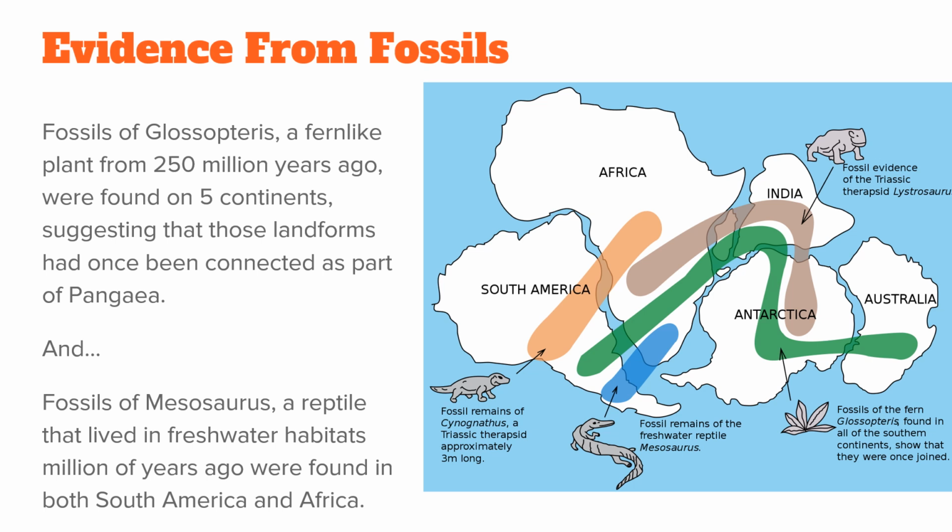So the Lystrosaurus from our key is there. The Glossopteris plant is also there. And fossils were found in India, Africa, as well as Antarctica that were all similar. So that should be your answer to interpreting visuals.